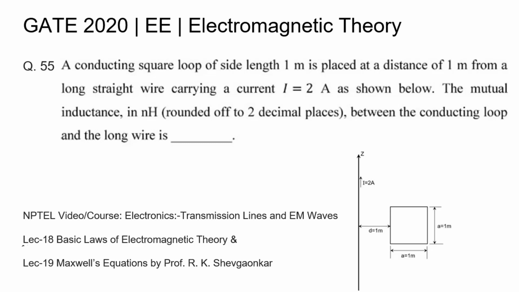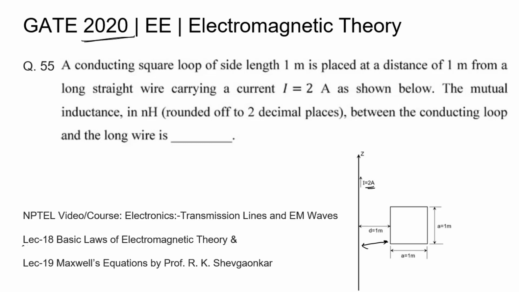Hello everyone. This question was asked in GATE 2020 in the electrical engineering paper. It belongs to electromagnetic theory. In this question we are given a long straight current carrying conductor carrying a current of 2 amperes, and one square loop is kept at a distance of 1 meter from this straight wire, and the sides of this square loop are 1 meter and 1 meter respectively.